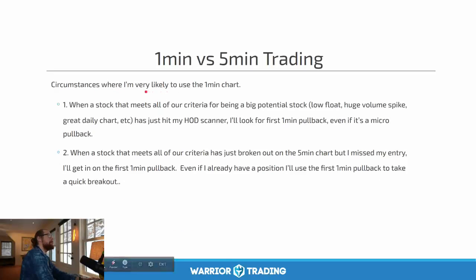Circumstances where I'm much more likely to use the 1 minute chart would be when a stock meets all of our criteria for showing big potential. When it looks like it's starting to go parabolic, it's really starting to open up fast. We've got the low float, huge volume, great daily chart. It's hitting my scanner, it's ripping, and if I wait for the 5 minute setup, I'm going to miss the whole move. So for that reason, I've got to start jumping in on the 1 minute chart, generating a little profit on 1 minute micro pullbacks, and then scaling up if I start to build a cushion.